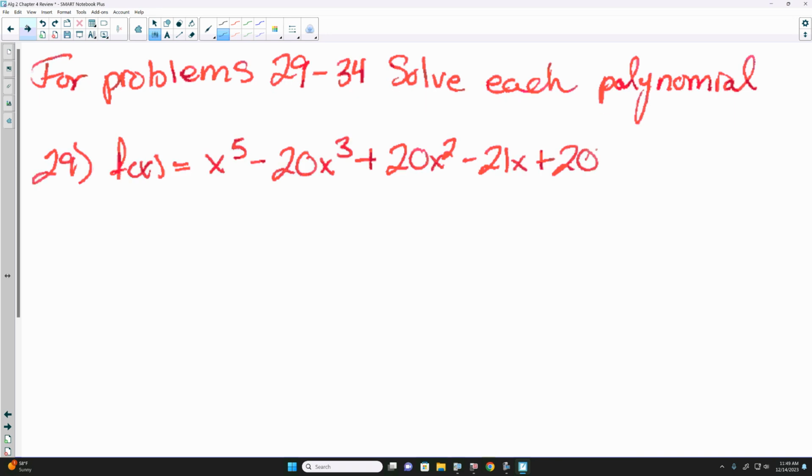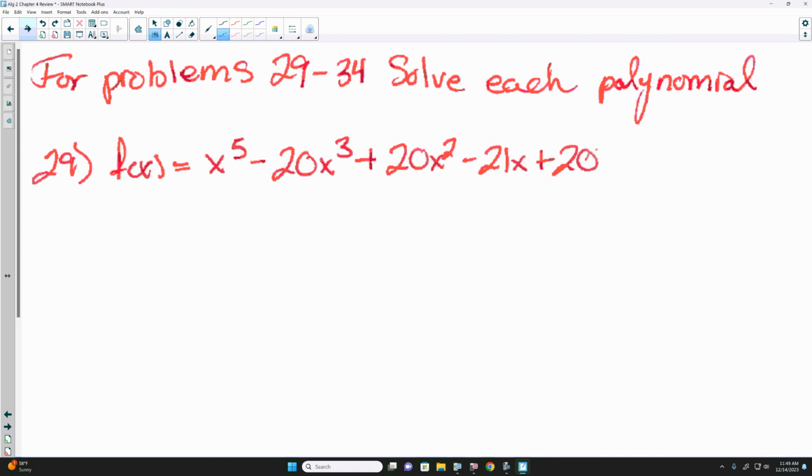Last set is solving. Every single problem that will be on the test with solving will give you enough solutions to get you down to a quadratic, if not give them all to you. So 29 through 34, is there one of those in particular you want to look at first? Now with every single solving problem on the test, the first thing you should do every single time is graph it.